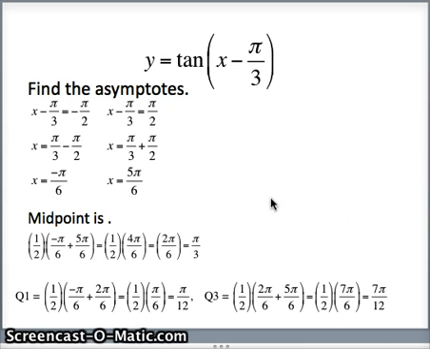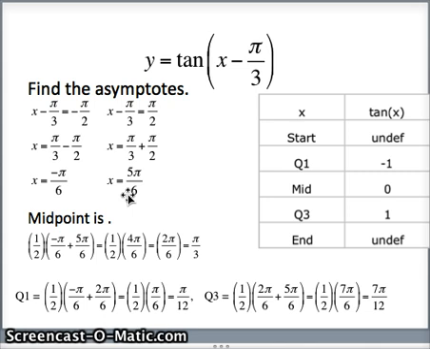The tangent increases. It's at -1, then it's at 0, then it's at +1. So at this quarter point, it's at -1. At the midpoint, it's at 0. At that quarter point, it's at +1 with asymptotes on the end. So we can see that, and then we can go ahead and graph that. So let's do that. We'll go ahead and graph those 3 points and the asymptotes and see what that looks like.